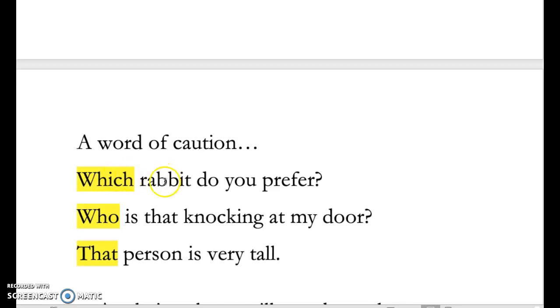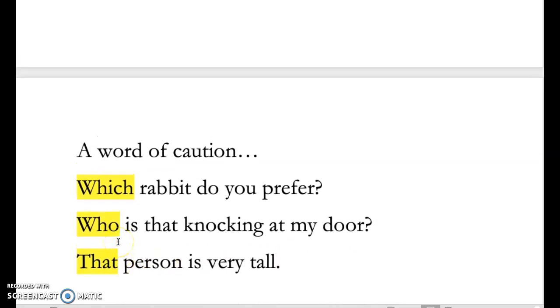The words who and which have multiple jobs. And another one of their jobs, when they're at the beginning of a sentence, is to create a question. So if I said, write me a relative clause, and you wrote, which rabbit do you prefer? Or, who is that knocking at my door? You would have not written a relative clause. You would have written a question.